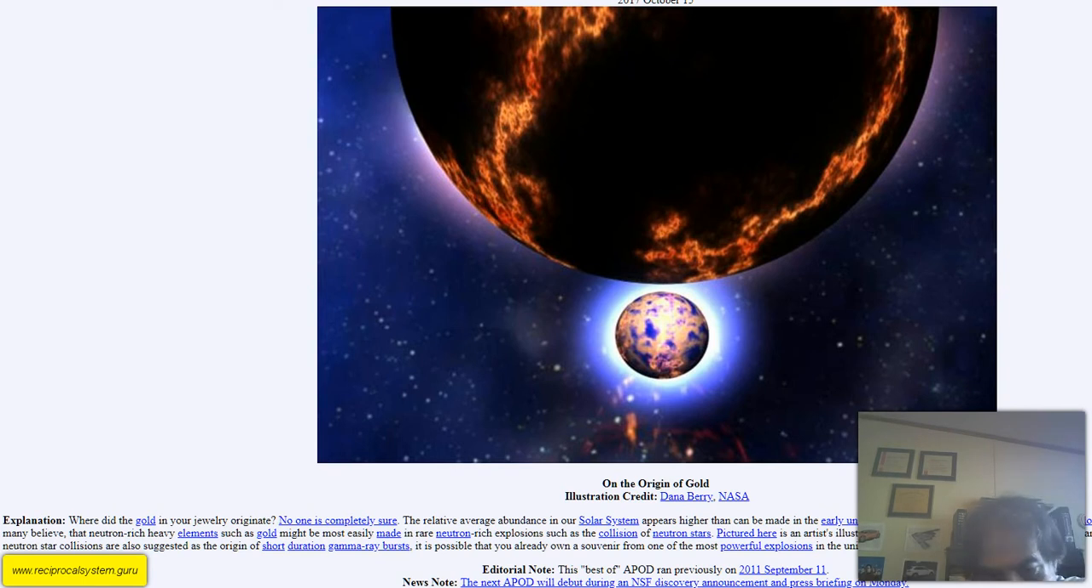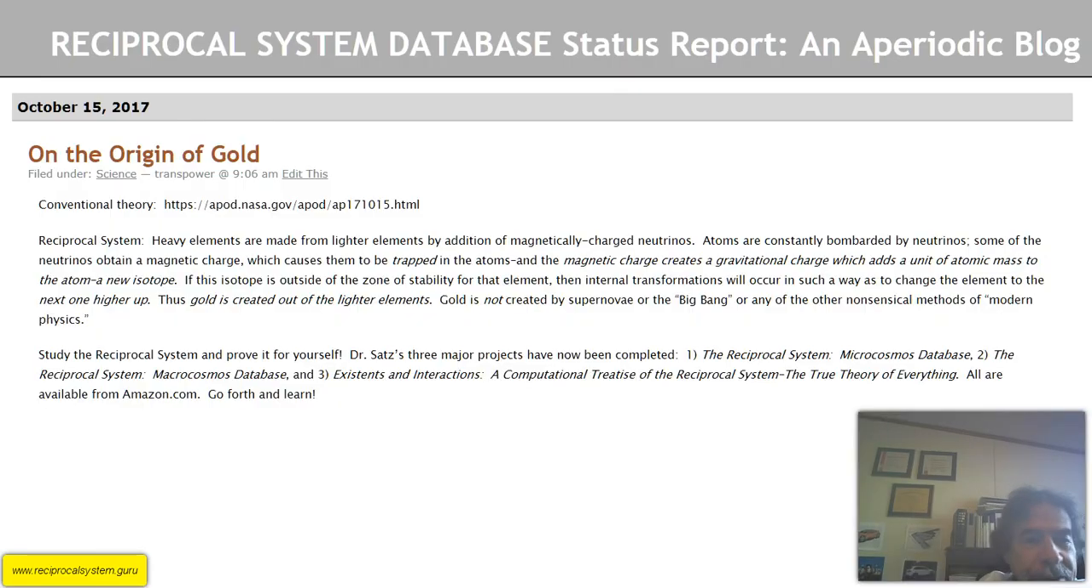The relative average abundance in our solar system appears higher than can be made in the early universe, in stars, and even in typical supernova explosions, many believe. That neutron-rich heavy elements such as gold might be most easily made in rare neutron-rich explosions, such as the collision of neutron stars. Come on, man. Pictured here is an artist's illustration depicting two neutron stars spiraling in toward neutron star collisions, or also as the origin of short-duration gamma-ray bursts. Wow, what nonsense. Wow, that's what we're up against. The nonsense of, quote, modern physics.